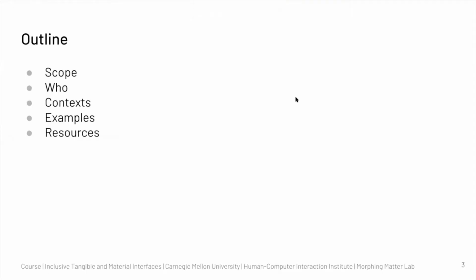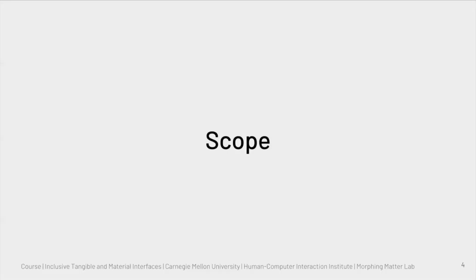So today we are going to talk about inclusive design: the scope, the user group, the context of inclusive design, and also some examples. And I try to pick the examples that are related to morphing materials as much as I can.